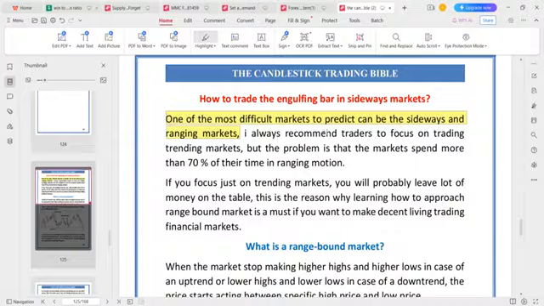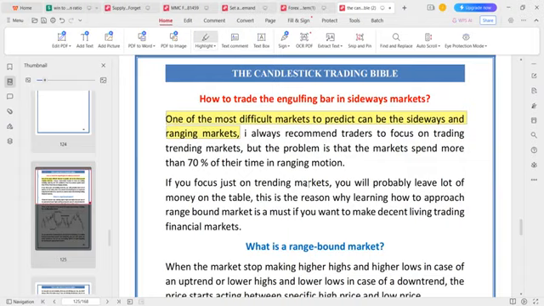Okay, so I always recommend traders to focus on trading trending markets. But the problem is that the market spends more than 70% of its time in ranging motions. That means if you don't understand a ranging market, out of 10 trading days, 7 days the price will be in a range. If you get confused by a ranging market, it means 7 days you're not trading.